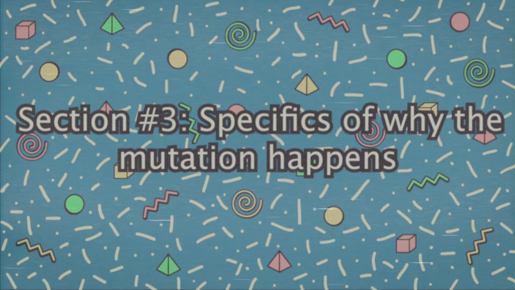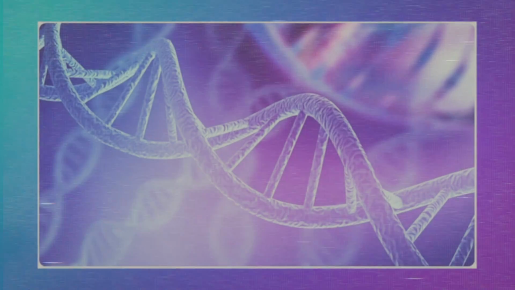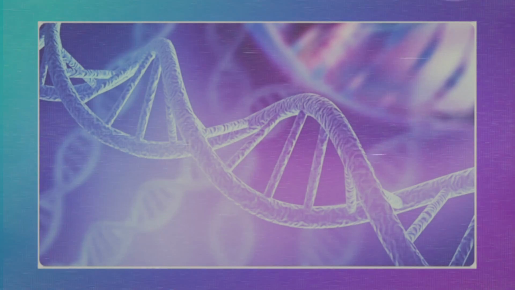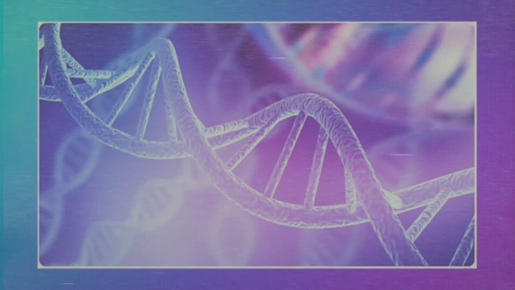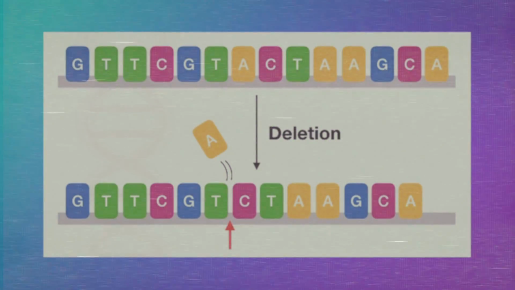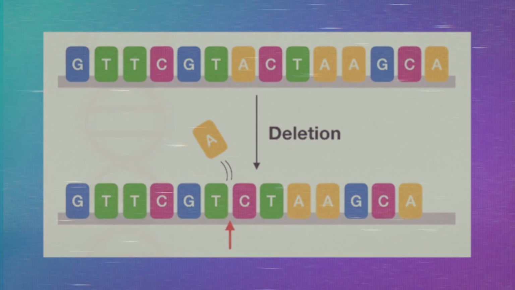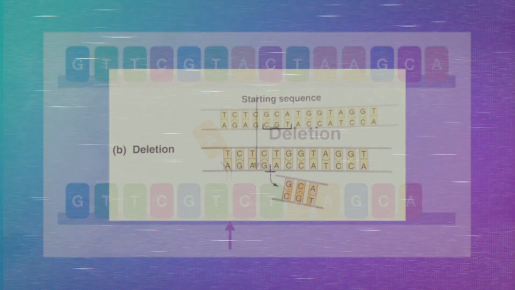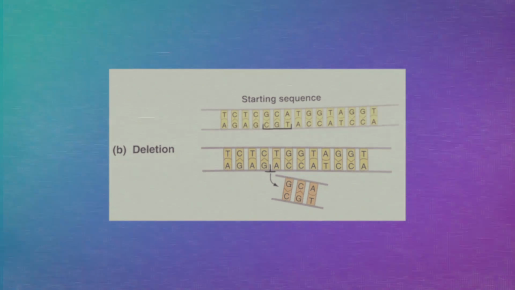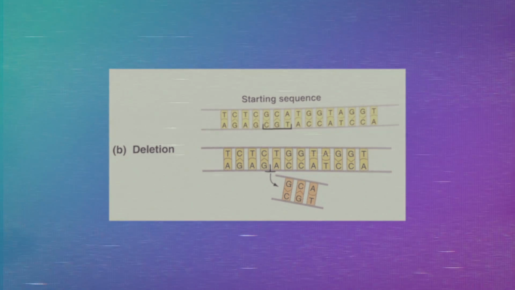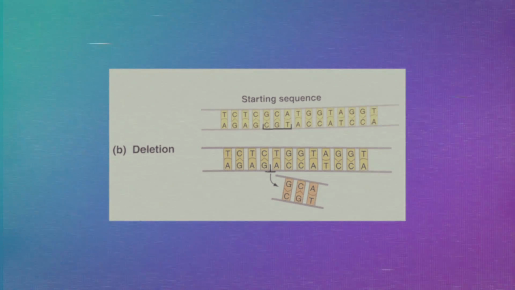Section 3. Specifics of why the mutation happens. Achromatopsia can result from one of several genes, but scientists also have concluded that other factors and genes could cause this disease that are not yet identified. One base pair frameshift deletion mutation accounts for around 70% of the mutations that cause achromatopsia. Frameshift deletion mutations are mutations where one or more bases are deleted and cause the rest of the bases to move down and create an entirely different sequence.